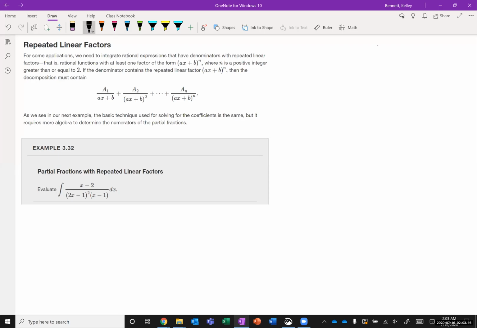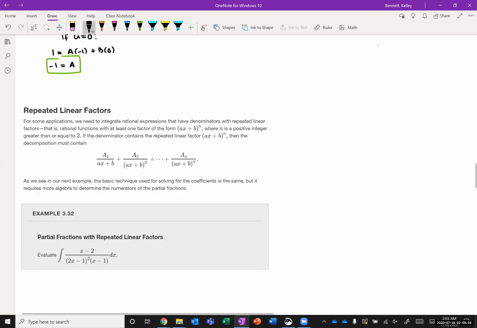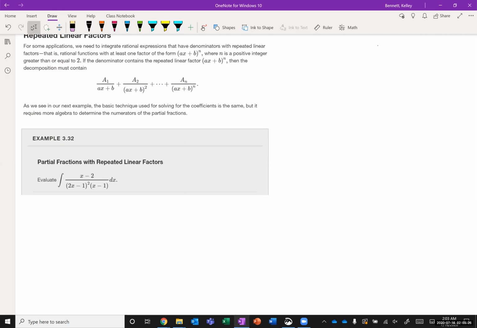Okay, so now we're just going to jump into the part where we do repeated linear, and then we'll end with irreducible quadratics. So that should cover everything. The process for repeated linear is the same or analogous to the process for repeated quadratics. So I will leave that to the reader.